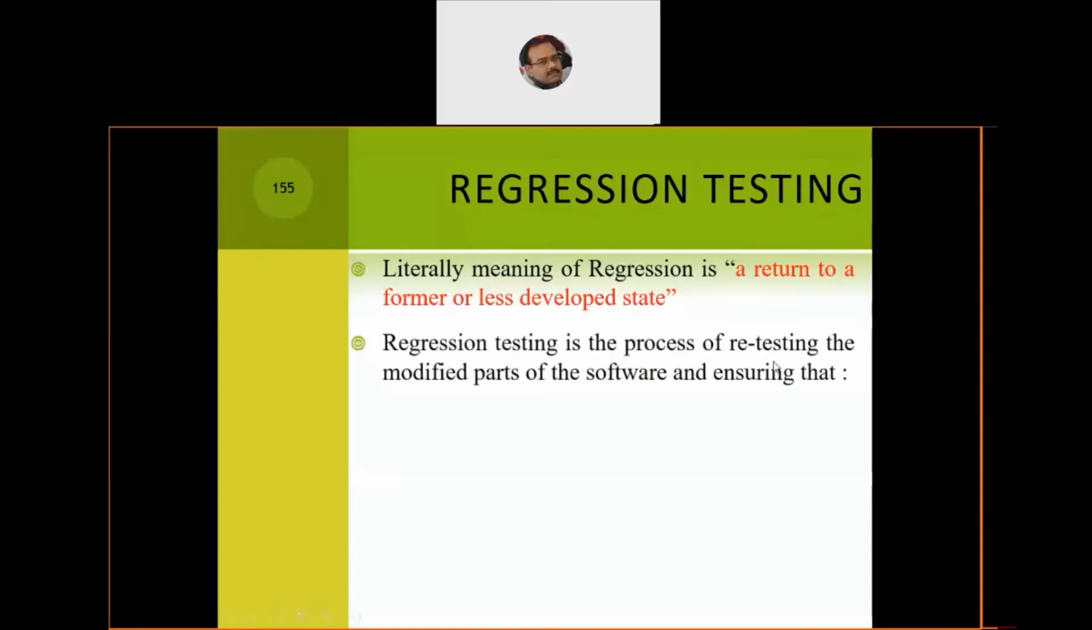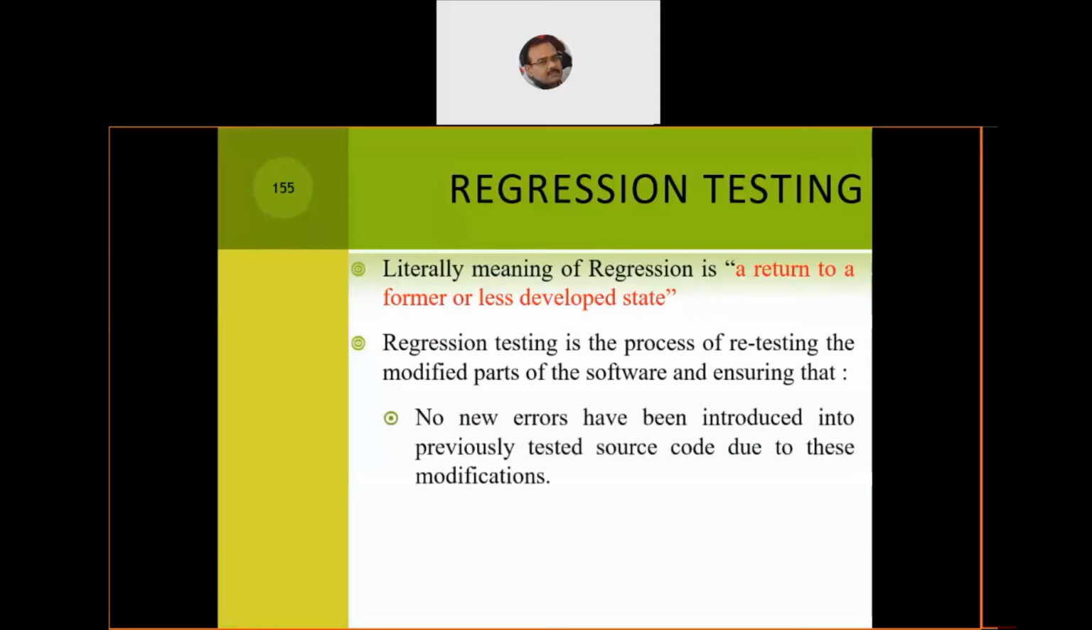So it's a process of retesting the modified part of the software. Retesting means once the testing has already been done of that portion of the code, and now after modification, we need to retest it again, ensuring that no new errors have been introduced into the previously tested source code due to this modification. Because it should not happen that while doing a modification, you are introducing new errors into it.